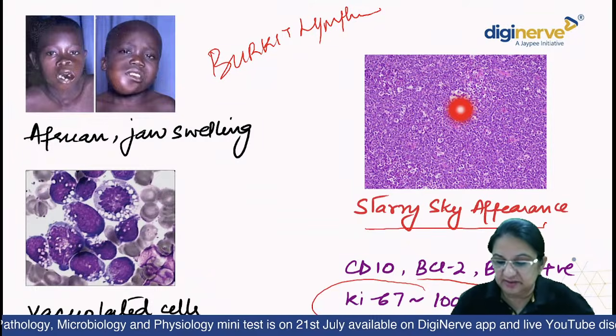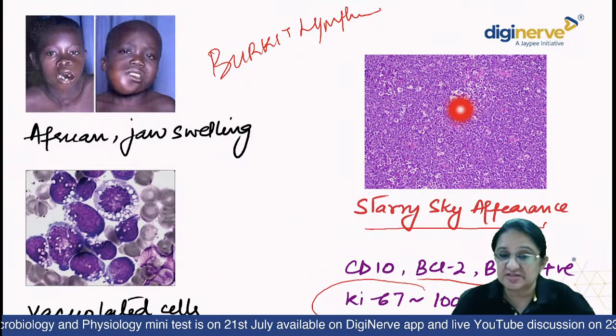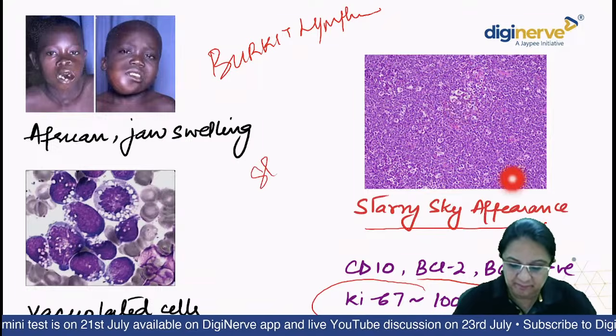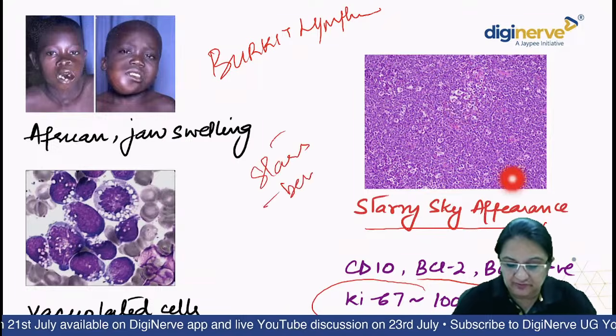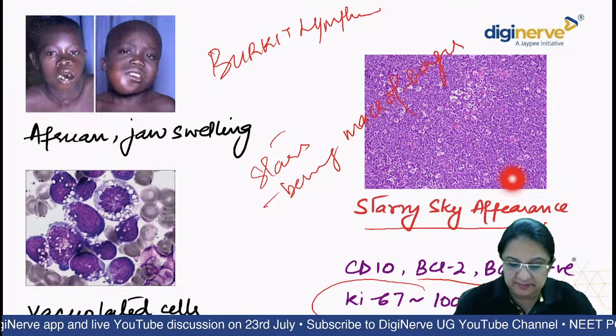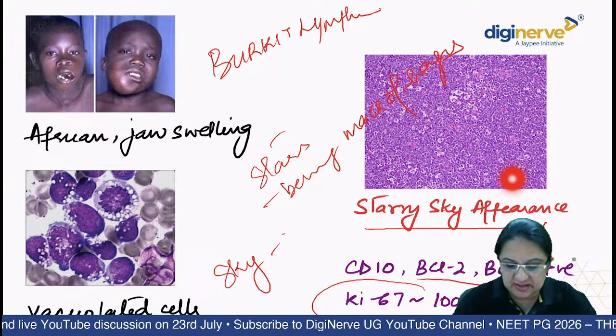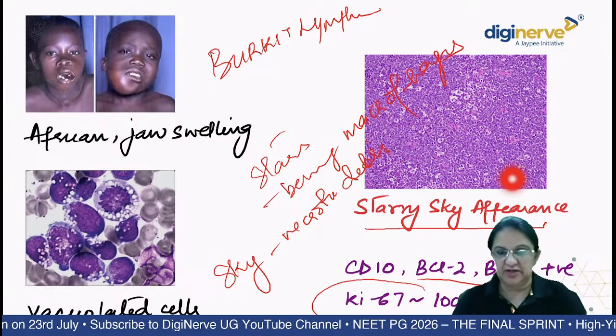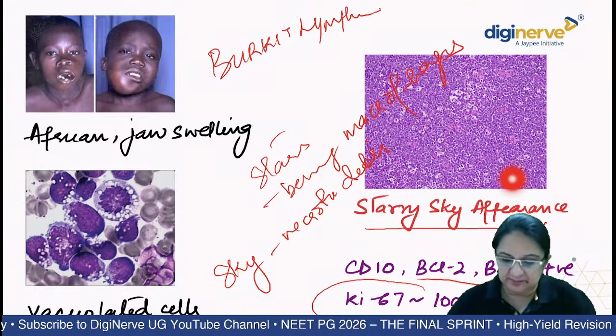Starry sky appearance. What are the stars and what is the sky? The stars basically are the benign macrophages, and the sky is the necrotic debris of the tumor cells, right? So this is the starry sky appearance.